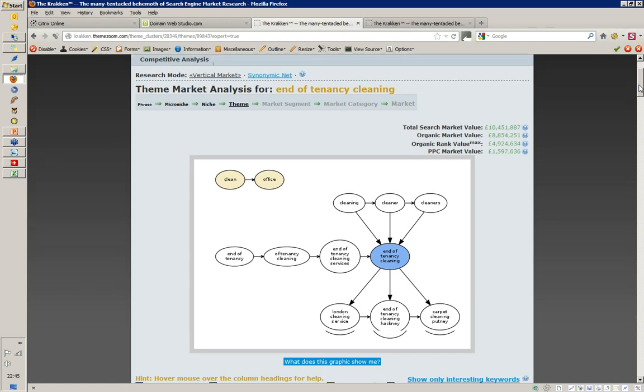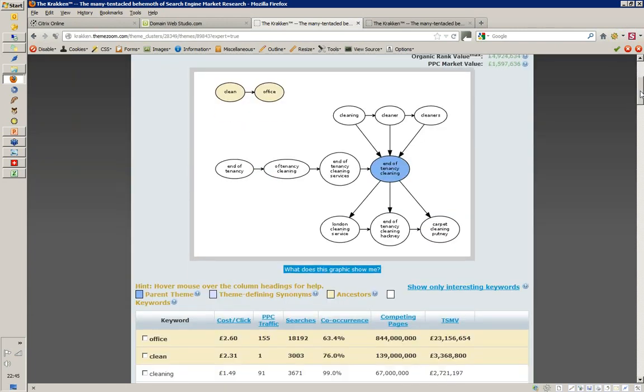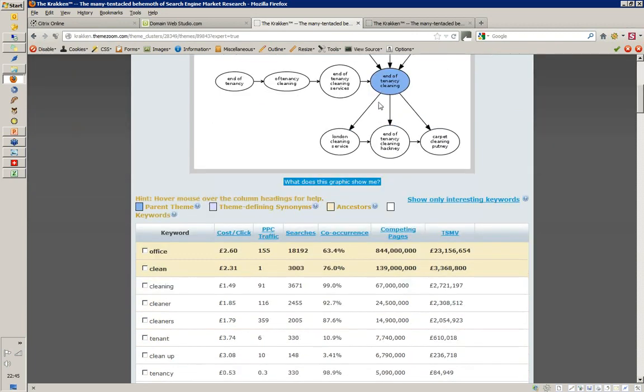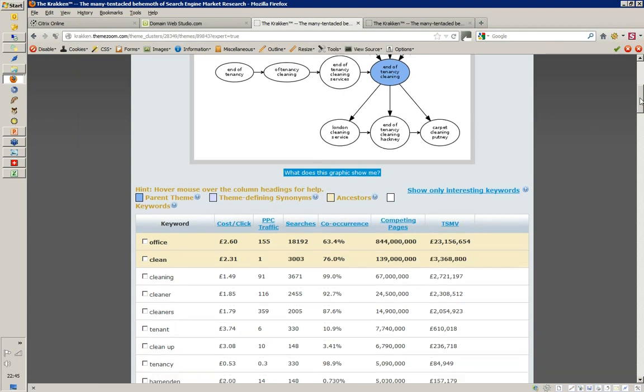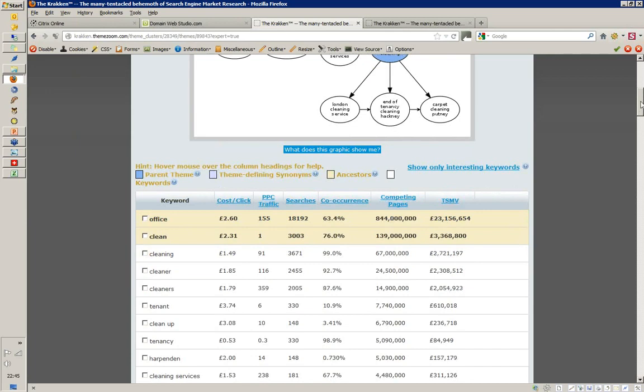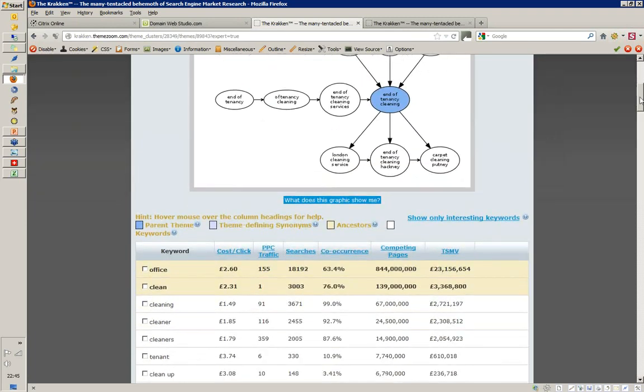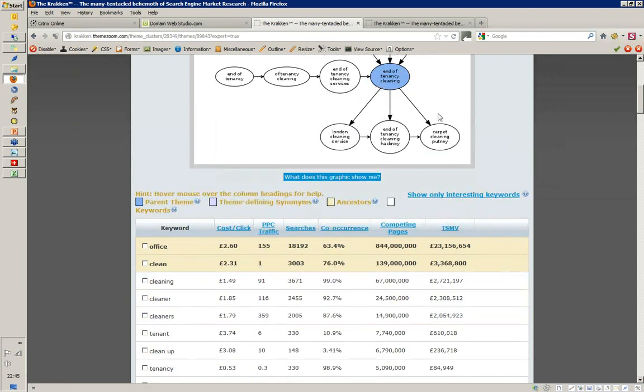Yeah, it is. It's actually got more competing pages than end of tenancy cleaning. Yeah. You can tell because it's to the left. Yeah, that would be a super local term. So these ones here at the bottom are what are breaking out of that sector over there. So you can see the locales are coming in, local there, there's local over there, and there's local over there.